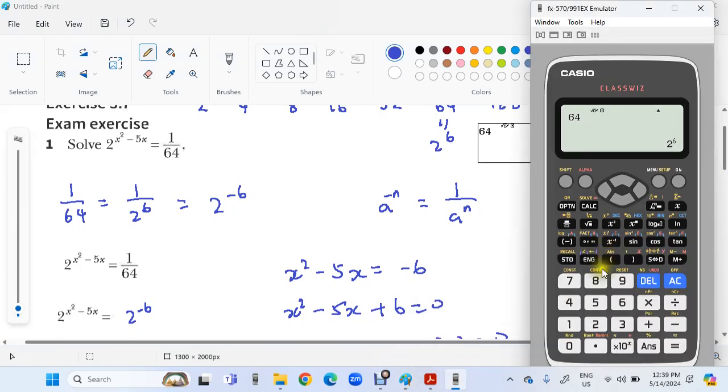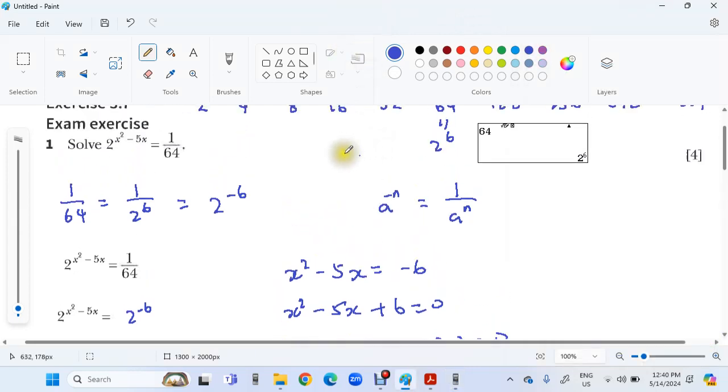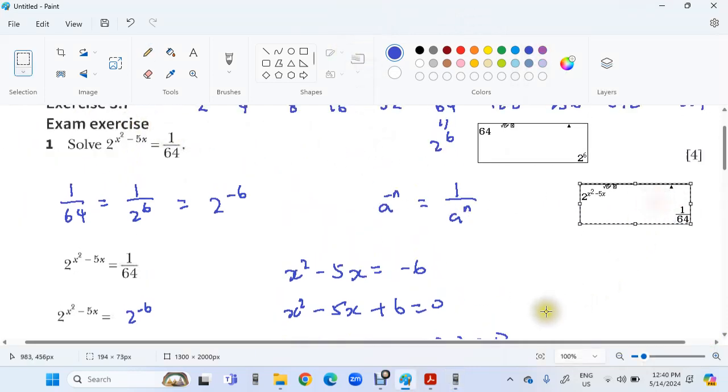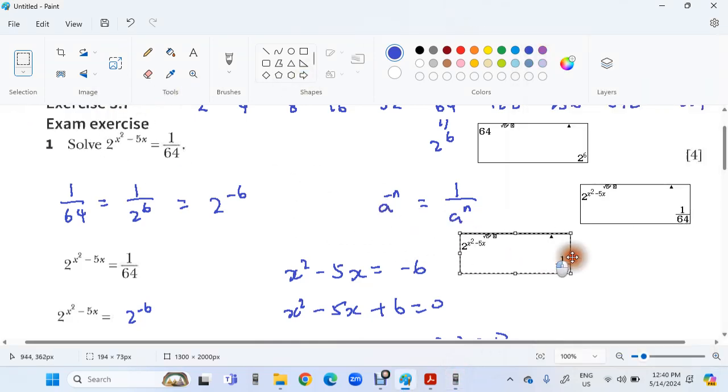If you want to check whether the answer is correct or not, then 2 to the power of x squared minus 5x, we substitute with 2, then it will become 1 over 64. When we substitute with 3, then we will also get 1 over 64.